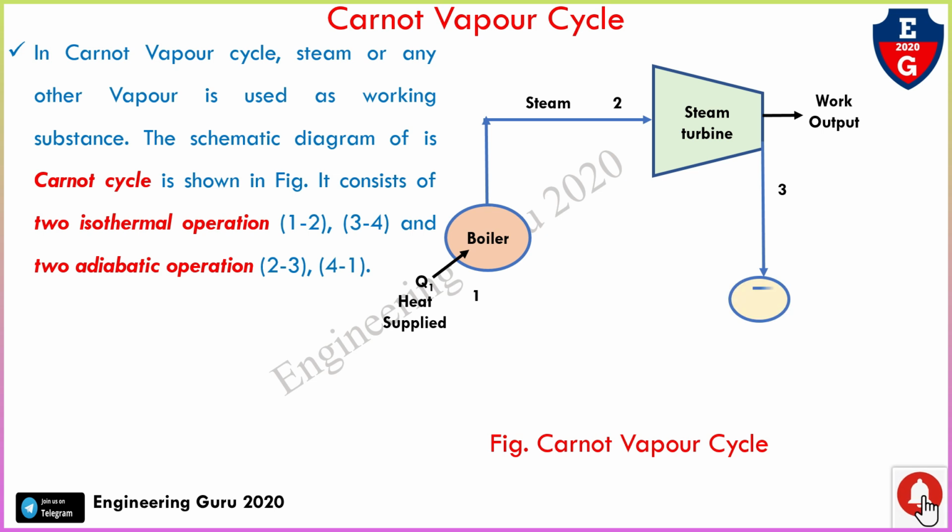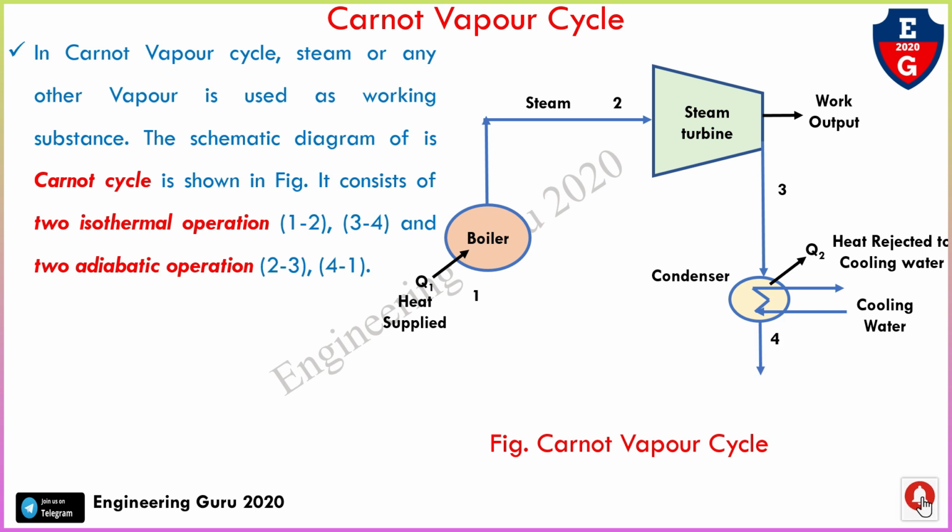two isothermal operations, processes 1-2 and 3-4, and two adiabatic operations, processes 2-3 and 4-1. Here is the schematic diagram of the Carnot vapour cycle. This is the boiler, where heat Q1 is supplied; this is the steam turbine, giving work output; this is the condenser, where heat is rejected to the cooling water; this is the cooling water in, and this is the pump. So this is called the Carnot vapour cycle and these are its main components.